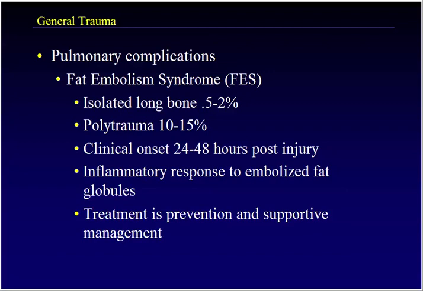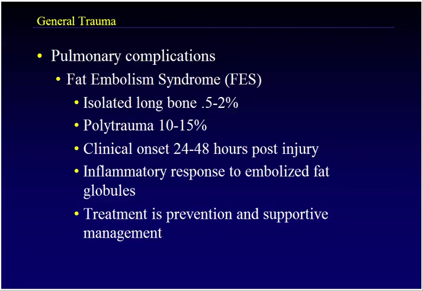The clinical onset of fat embolism syndrome typically is 24 to 48 hours post-injury, which is important in differentiating it from other things that it can be confused with, such as pulmonary embolism, for example, which typically does not present that early, in 24 to 48 hours. And fat embolism syndrome is an inflammatory response to embolized fat globules. By virtue of the intramedullary canal being disrupted, it exposes these marrow fat components to the bloodstream. They embolize the bloodstream and create this syndrome of fat embolism.